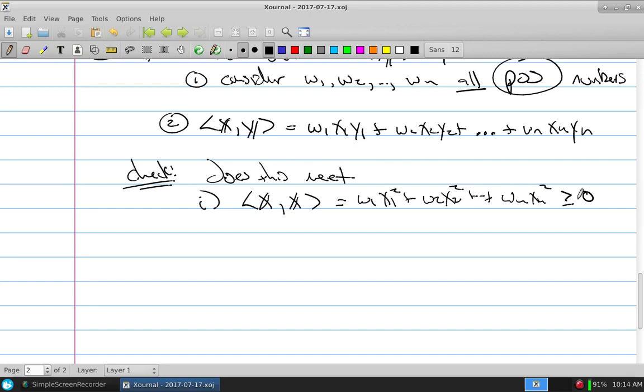Now, is W1 ever 0? No. What does that mean x1 must be? 0. Is W2 ever 0? No. And so not only is this true, it is only equal to 0 if the xi's are 0, because the wi's are never 0. So the first part holds. Second, is the inner product xy the same as the inner product yx?